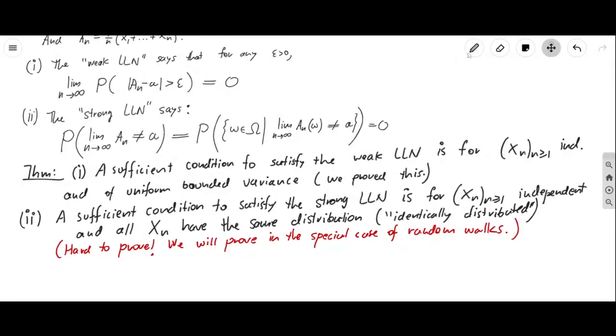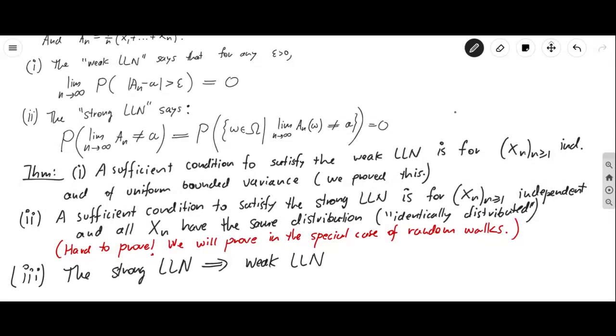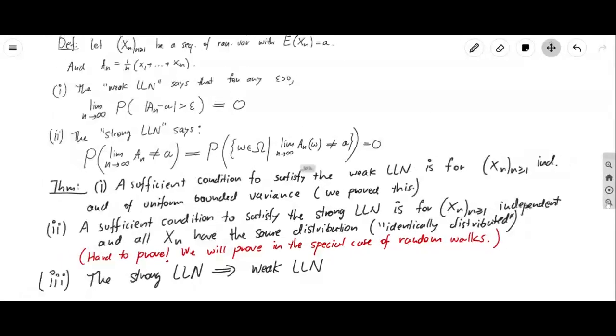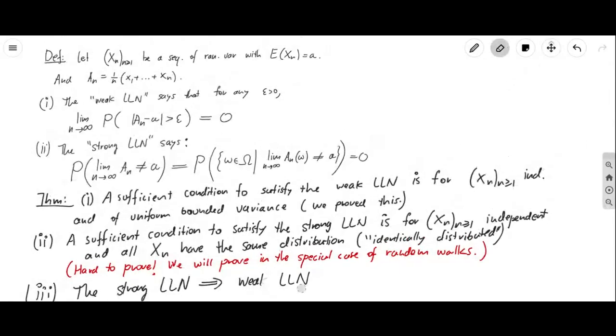And the third thing I would like to say, this is part three, is that the strong law of large numbers implies the weak law of large numbers. It's not true the other way around, but that's why we call this the strong law and the weak law. If you know that a sequence of random variables satisfies the strong law, then you also know it satisfies the weak law. So this goes back to what I was saying. This condition of being uniformly bounded in the variance is sufficient, but it's not necessary.